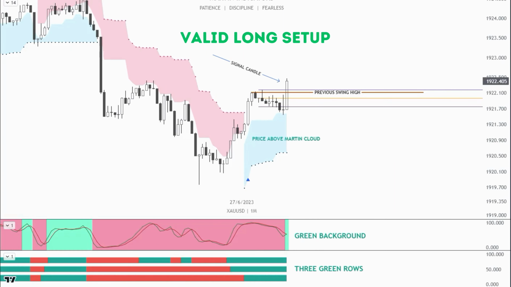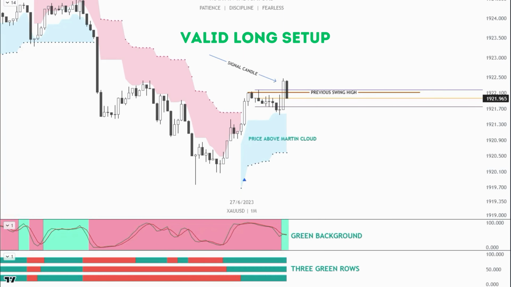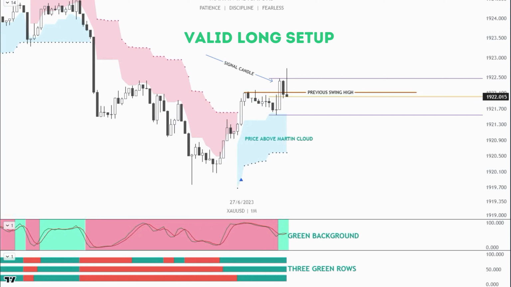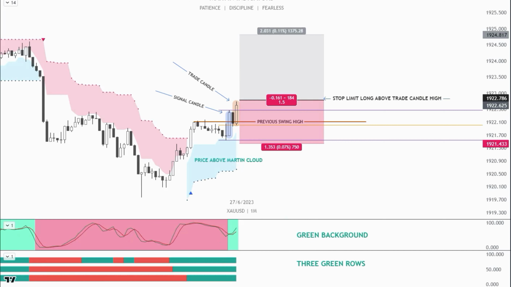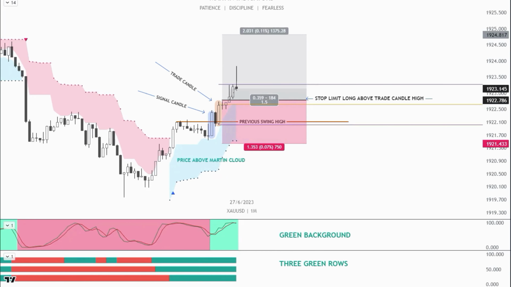This is an example of valid long entry where we have 3 green rows in Martin trend meter, green Martin stochastic trend, price above Martin cloud. Once all rules are satisfied, we place a stop limit long above the high of trade candle, with stop loss below previous consolidation or swing low, and take 1:1.5 risk reward and vice versa for a short setup.